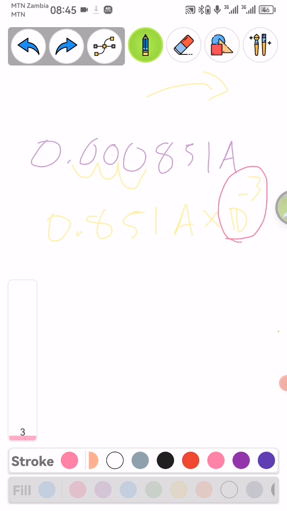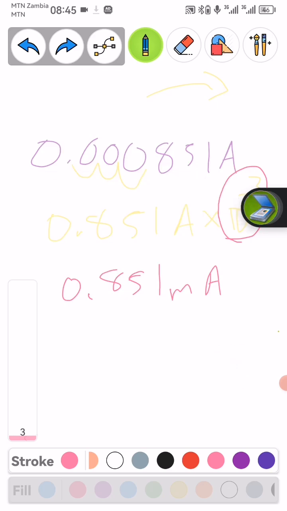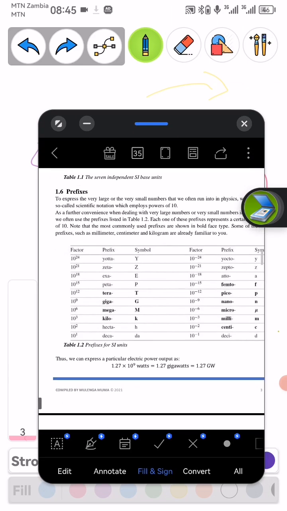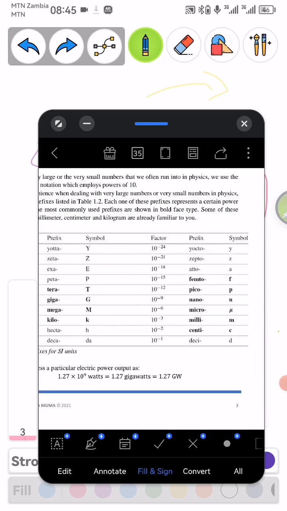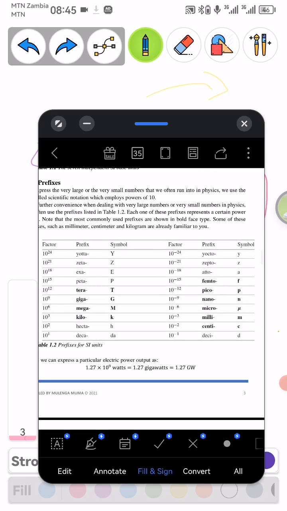Am I right? Yeah, so it's supposed to be that, times 10 to the power negative 3, that should be milli, meaning that this is going to be 0.851 milliamps. Okay, so yeah, that should be that. Let me just confirm if it is milli. So here with me I have my prefixes that I can use for my reference, but you guys in a test won't have it. So there, we have milli. So knowing this table is very much important.